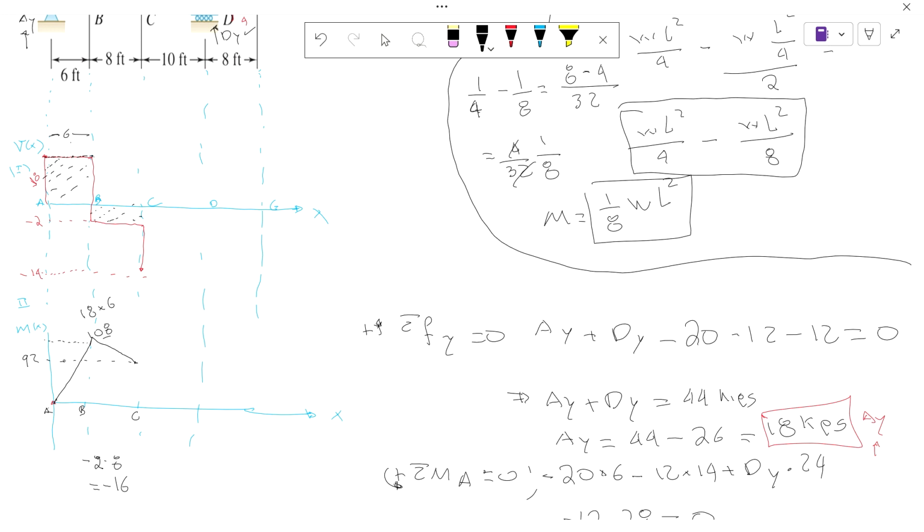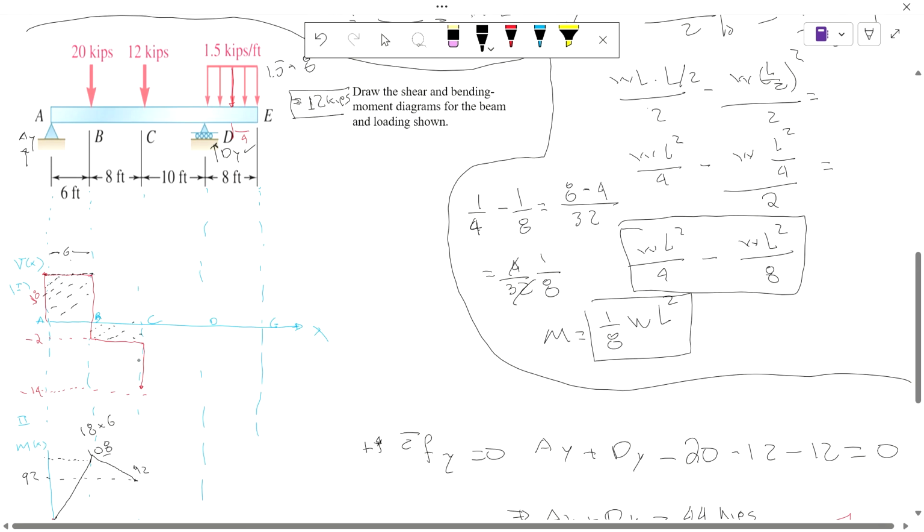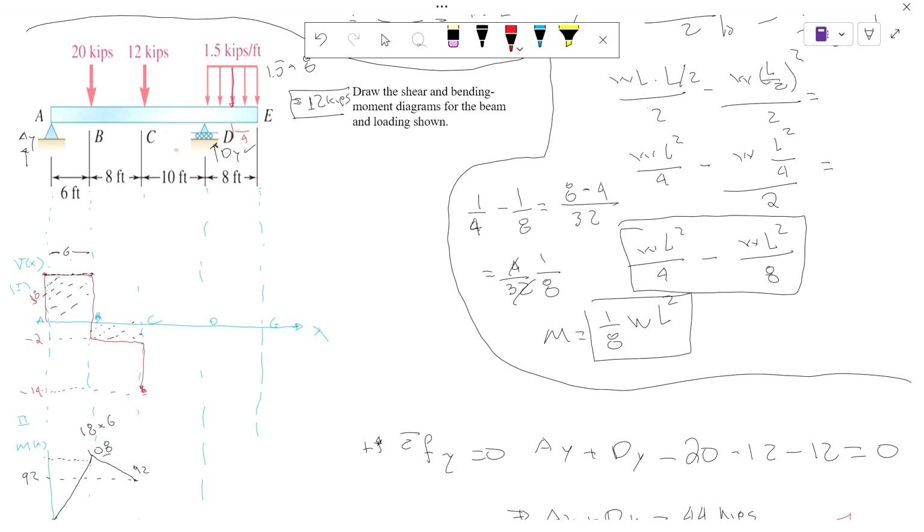All right, at 92 kilopounds per foot. Now we have -12, and that -12 is going to be a straight line. So that puts us at -14, and -14 will be a straight line up into D.